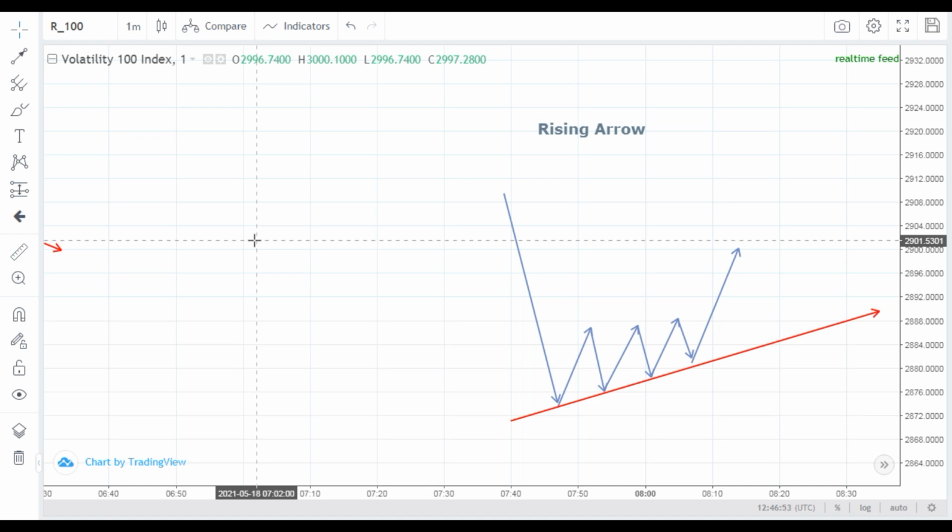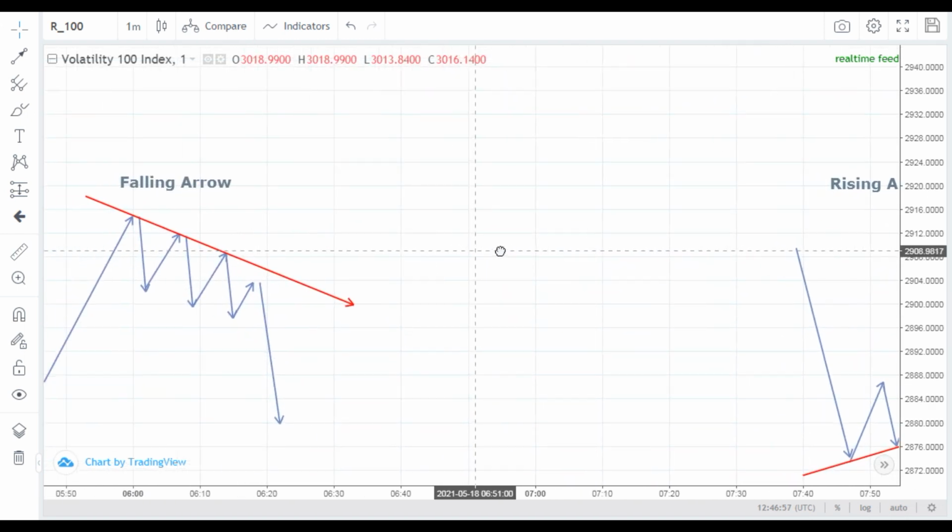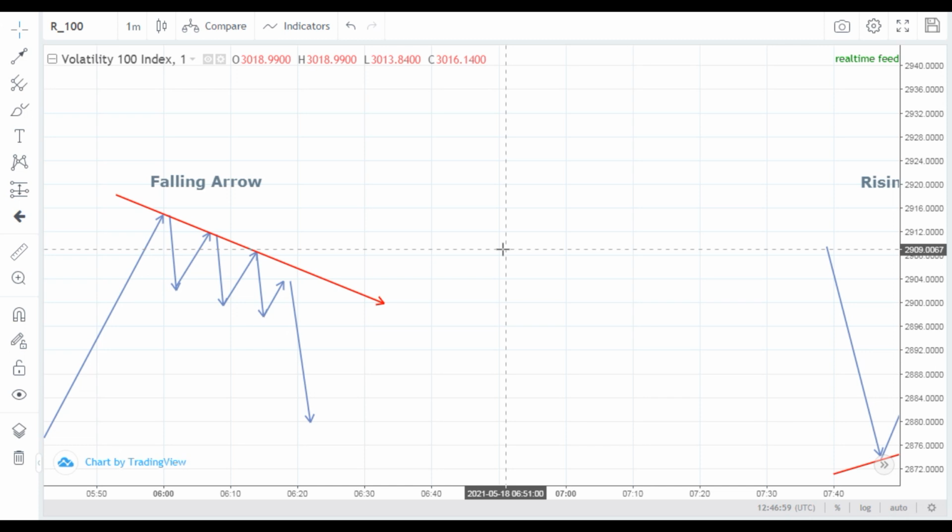You look at them and then you see that whatever I am telling you or showing you here is exactly what happens on the live feed. Okay, so let's take a look at a couple of examples of the falling arrow and then the rising arrow. Two hours later.